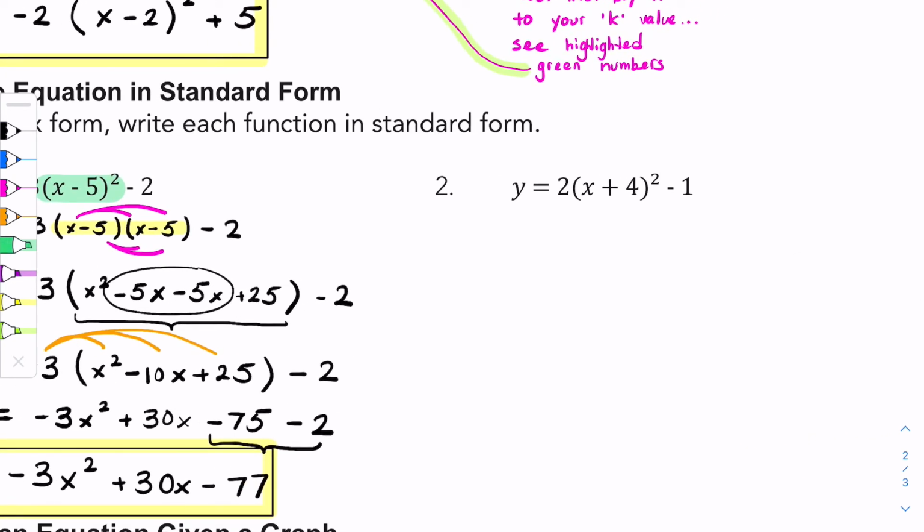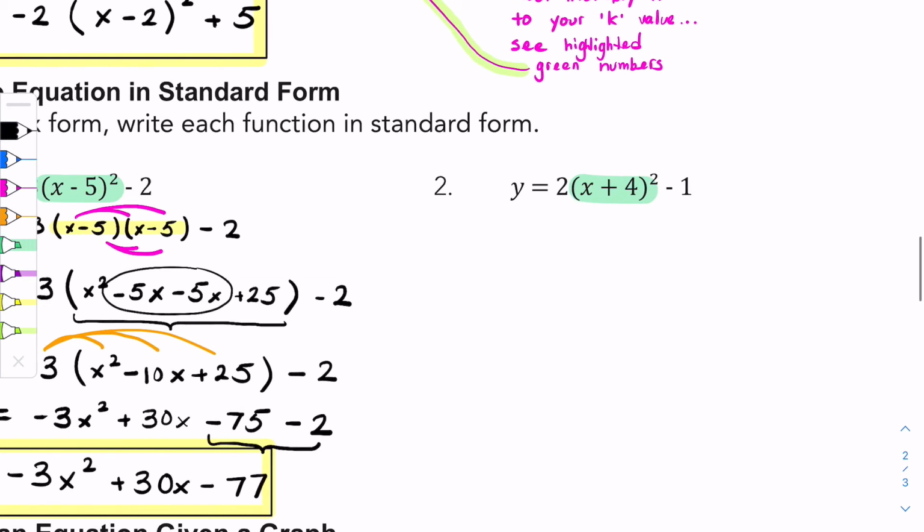For number 2, we're going to do the same thing. Y is equal to 2 times x plus 4 in parentheses squared. This is 2 times x plus 4 times x plus 4, minus 1. We're going to distribute and eliminate our parentheses.